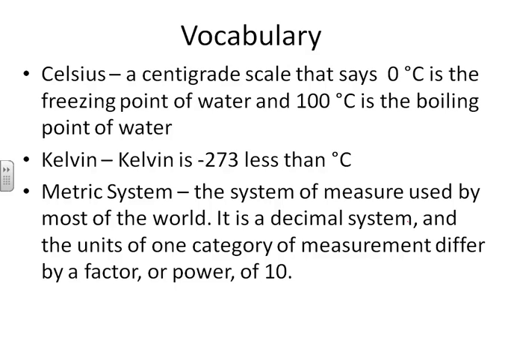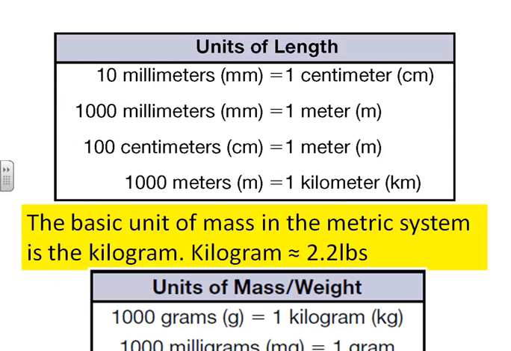The metric system is a system used around the world, practically everywhere other than in the United States, but it's starting to take hold here. And you see it more and more in all of our labeling on all of our products. It's a decimal system, and its units of one category of measurement differ by a factor of a power of 10. Everything goes in powers of tens. So let's take a look at it a little bit.